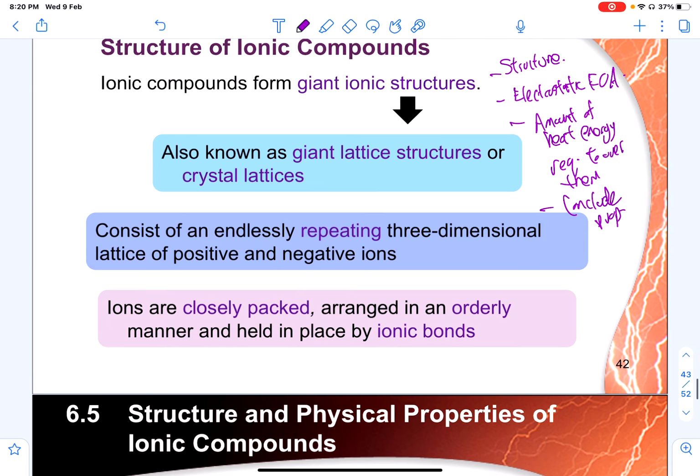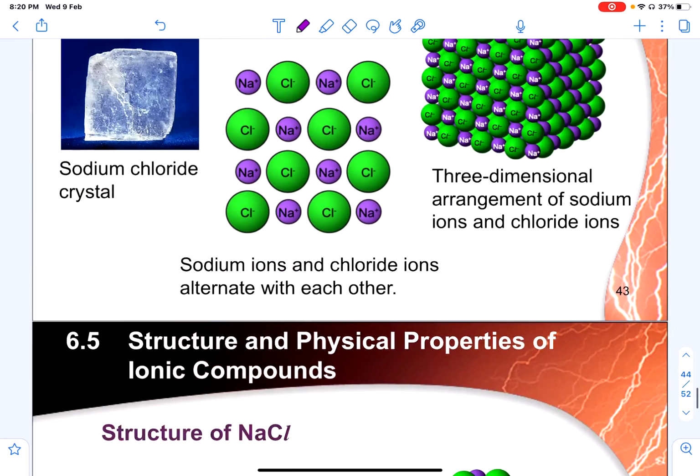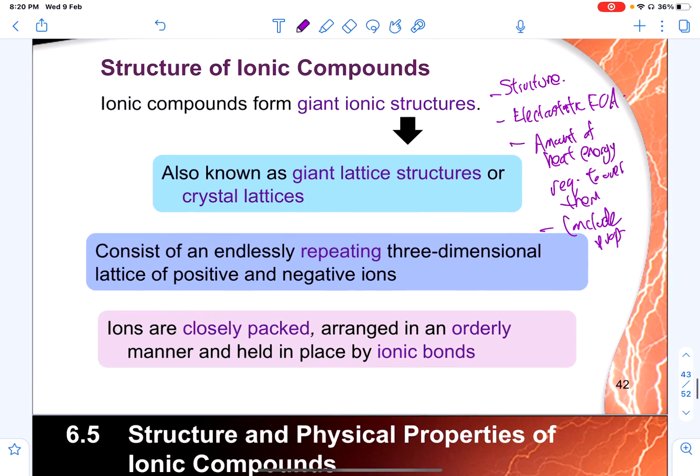So before we stick to this structure, let's look at what we meant by giant ionic structure. A giant ionic structure is also known as a giant lattice structure or crystal lattice structure. And this tends to consist of an endless repeating three-dimensional lattice of positive and negative ions. Later on there is a structure we will be able to take a look at.